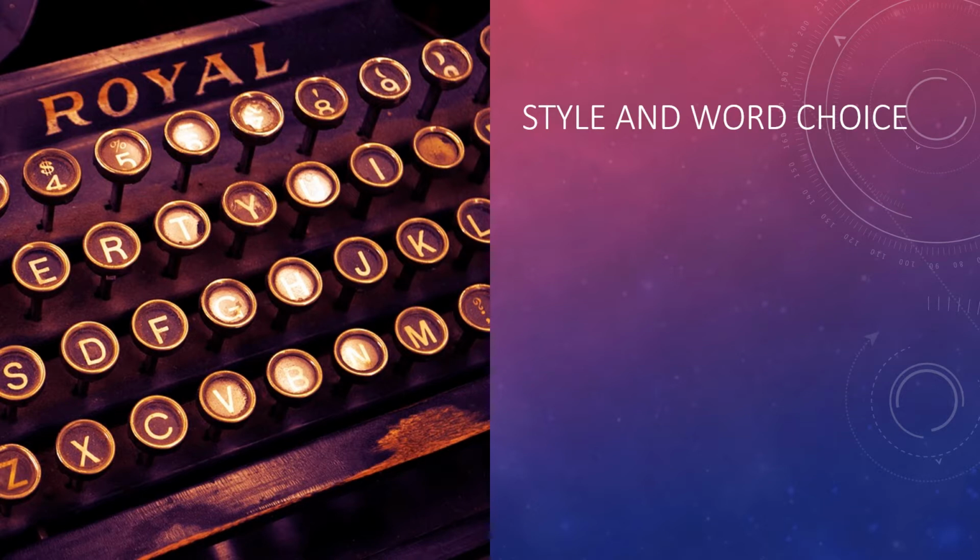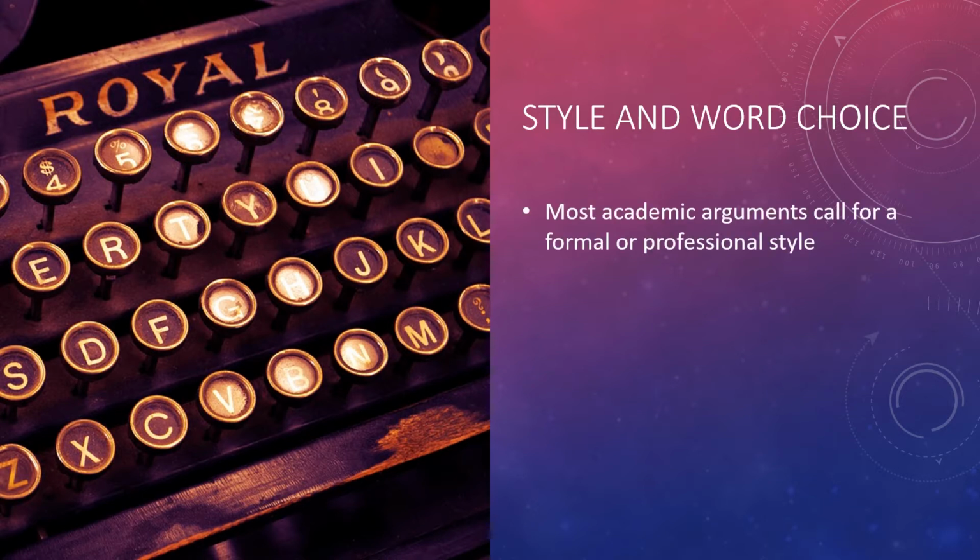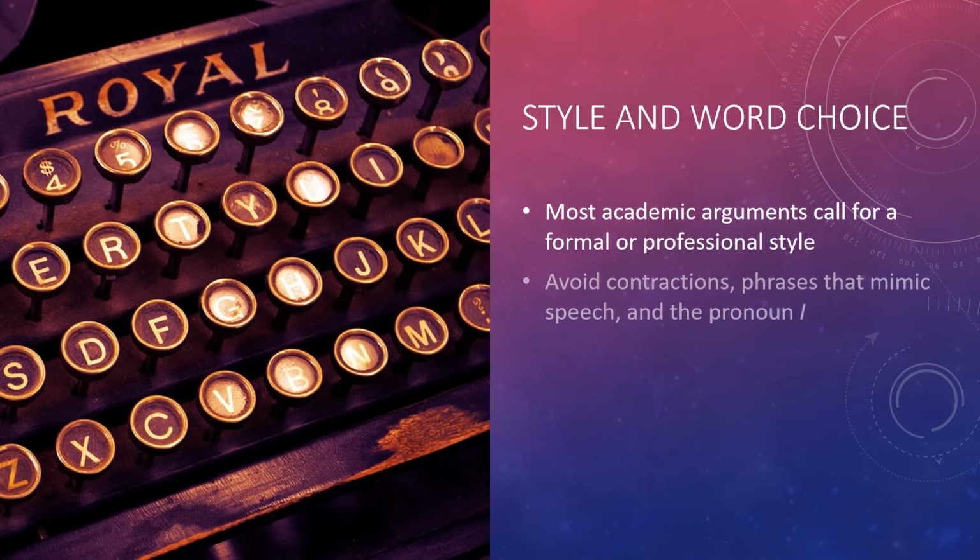First of all, we have style and word choice. And the most important thing to understand here is that for your academic or college papers, most of the time you're going to be using a professional style or a formal style. One of the basic things that this means is that you want to avoid contractions, don't instead of do not, that kind of thing. You don't want your writing to sound like speech. I always tell my students writing and speaking are very similar in many ways, but they're also very different.